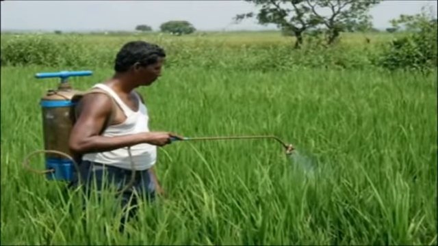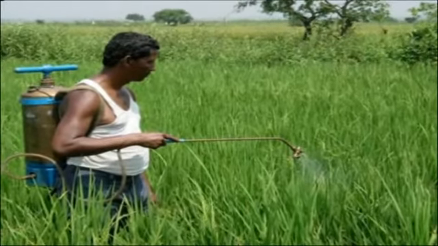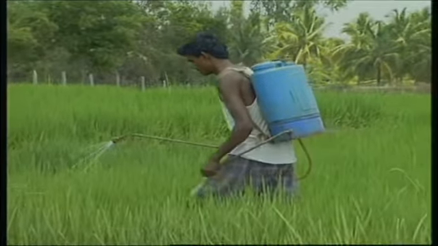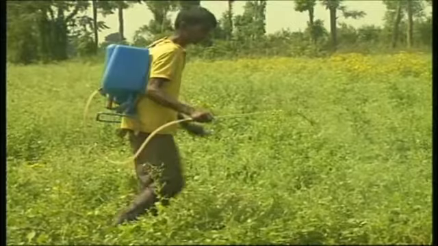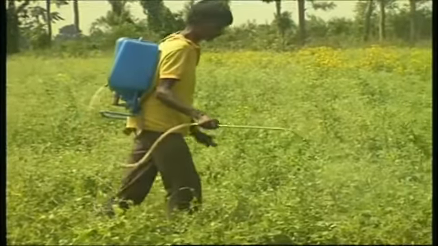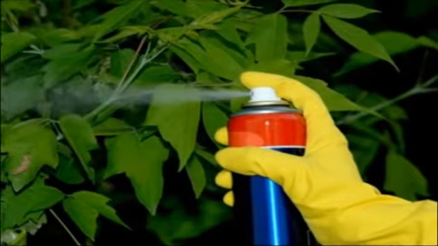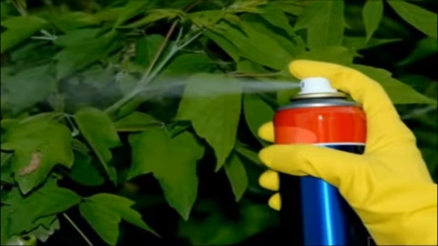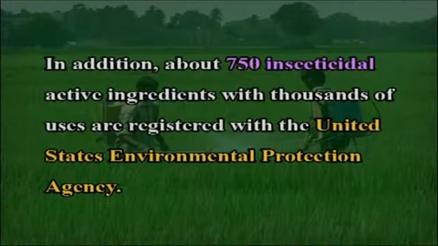Insecticides are particular kinds of pesticides for killing insects and other invertebrates. They account for about 36% of the pesticide quantity used in agriculture, but they represent more than 50% of that used for home and garden purposes. In addition, about 750 insecticidal active ingredients with thousands of uses are registered with the United States Environmental Protection Agency.